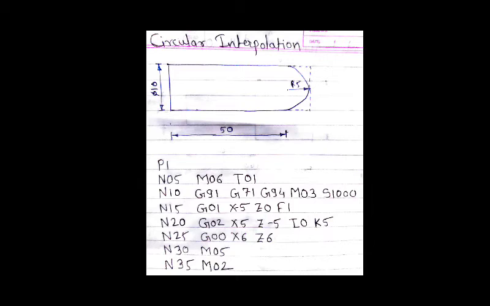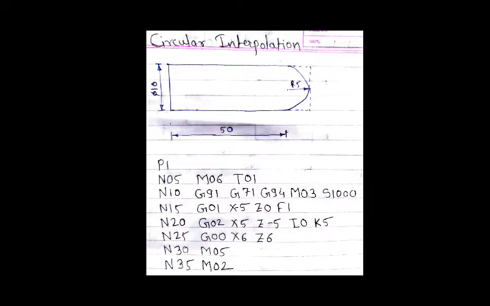Then N25: G00 X6 Z6, which is the final position of the tool. That means after removing the material, we move the tool to a safe position. Then N30: M05 is for spindle stop, and the next block N35: M02 is for end of program.